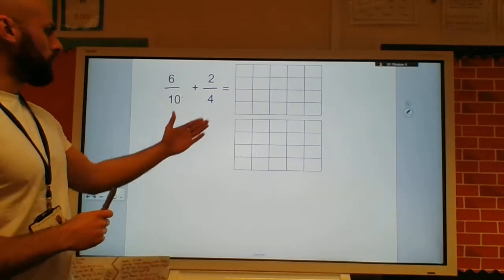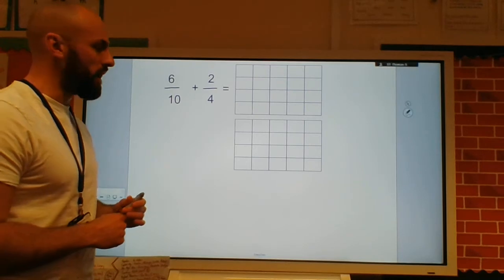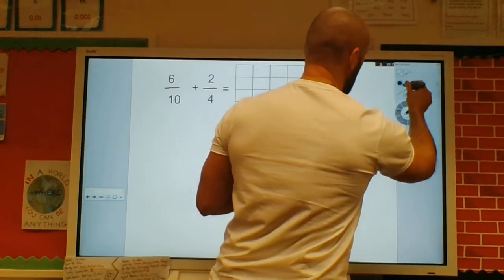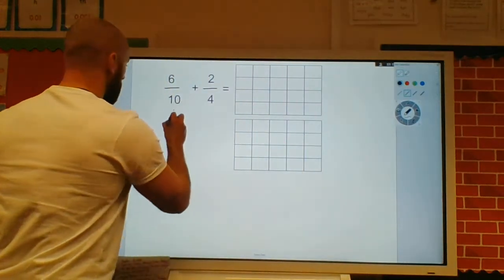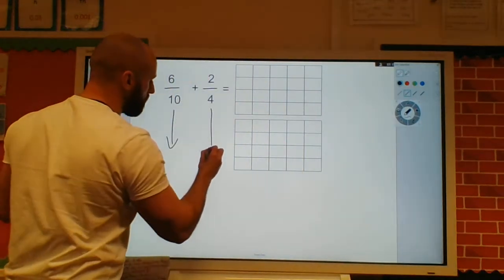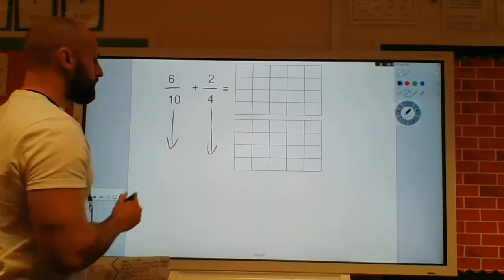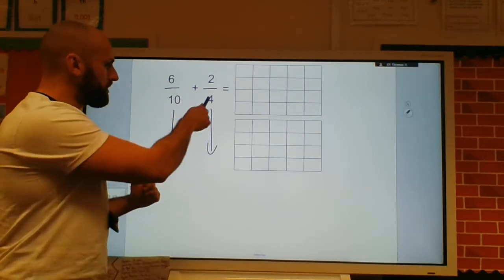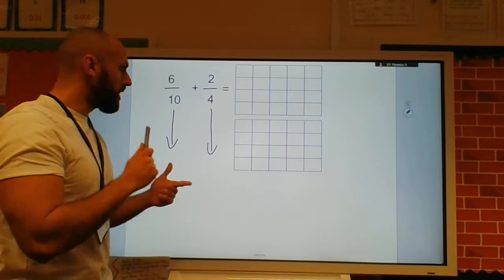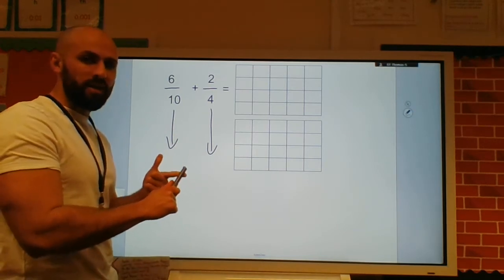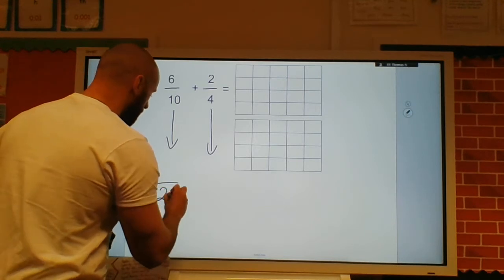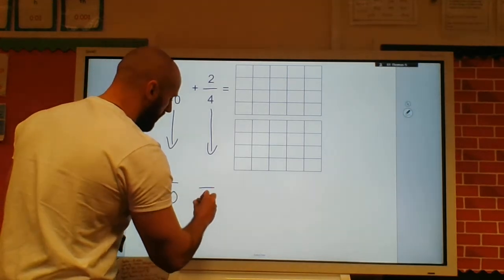Well, first of all, they have two different denominators. So I need to find a common denominator by thinking about a common multiple of 10 and 4. So let's go through my 10 times table. Well, 10 is not in the 4 times table. 20, yes, that is also in the 4 times table, so I can use that as my common denominator.